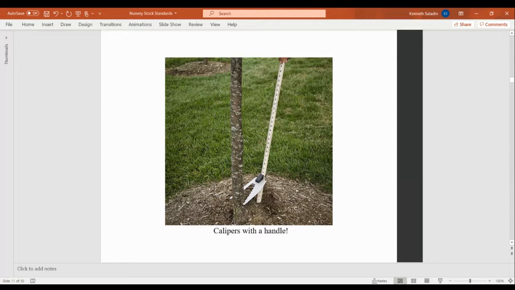This is another tool that will measure a trunk caliper. The advantage to this particular tool is that it has a long handle, so you don't have to bend over or crouch down to find that 6-inch mark above the soil level where you would take your measurement.